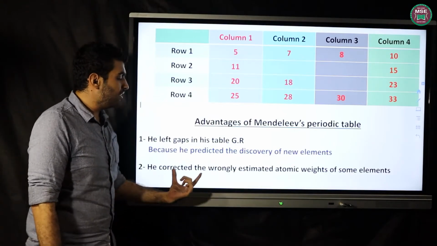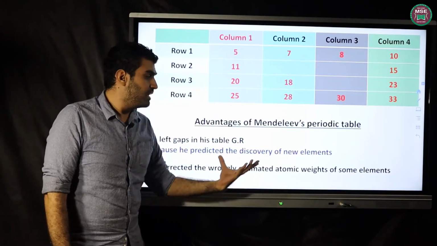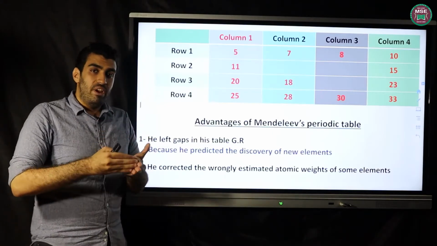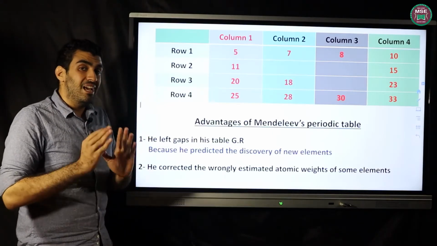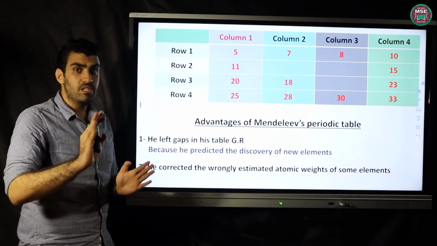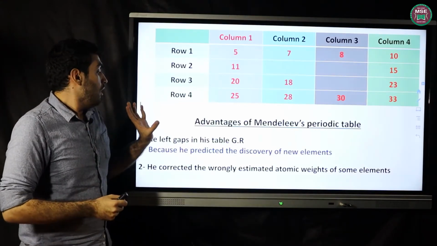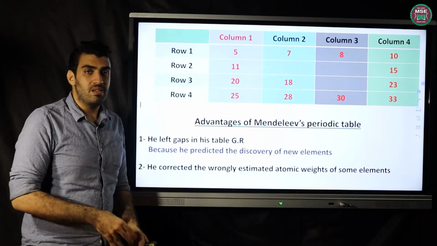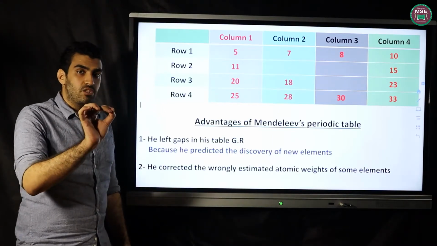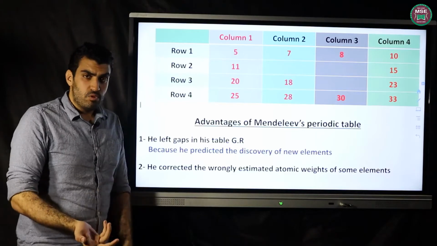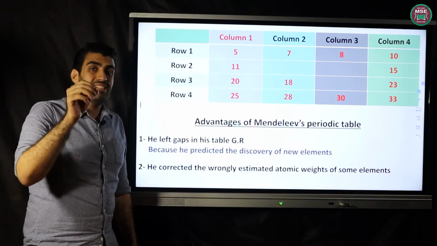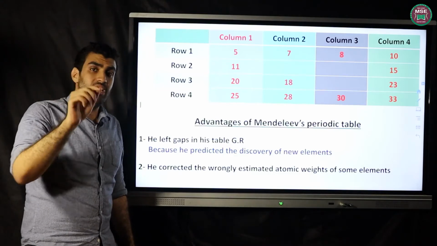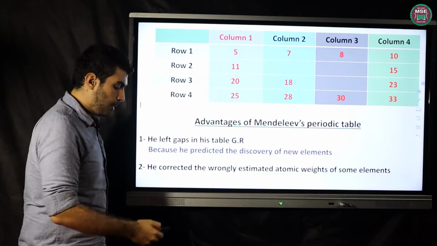Number 2, he corrected some wrongly estimated atomic weights. As we said before, Mendeleev used the atomic weight of an element as an indicator to arrange the elements. While he was working, he found that some elements were wrongly estimated. For example, element X has atomic weight 5, but while Mendeleev was working, he found that X has atomic weight 7. So he corrected the atomic weight to 7 instead of 5.